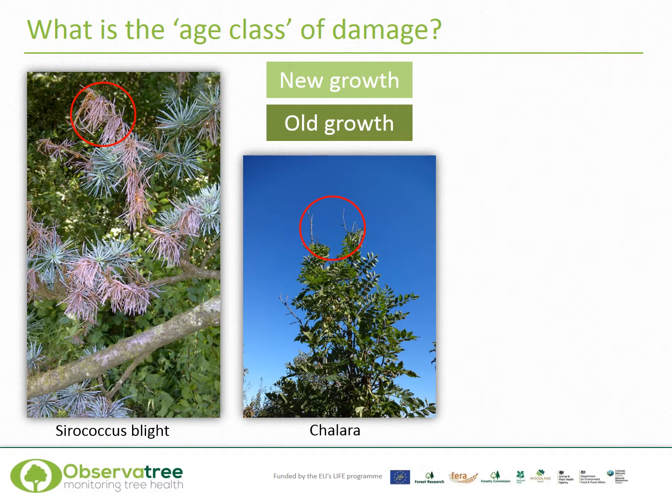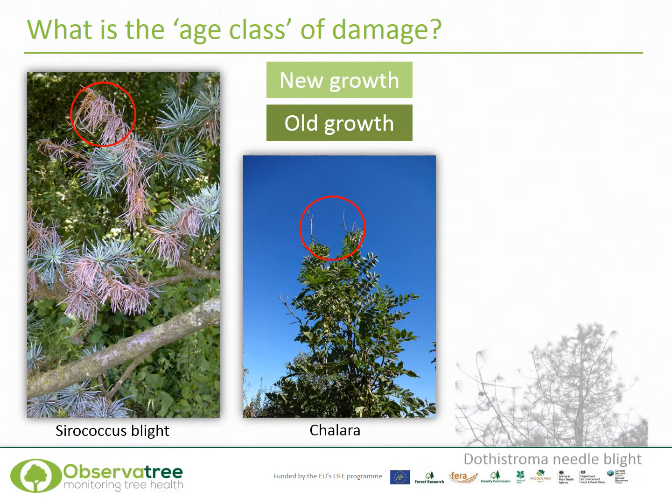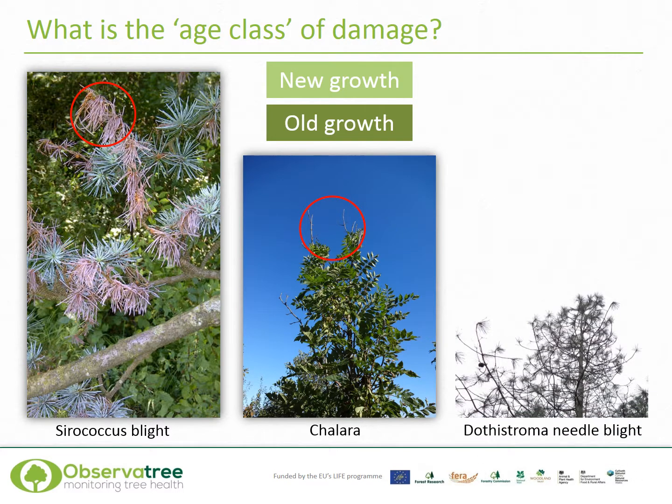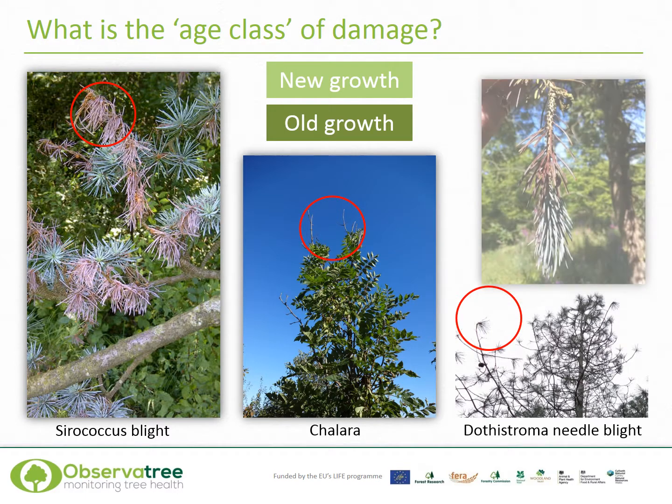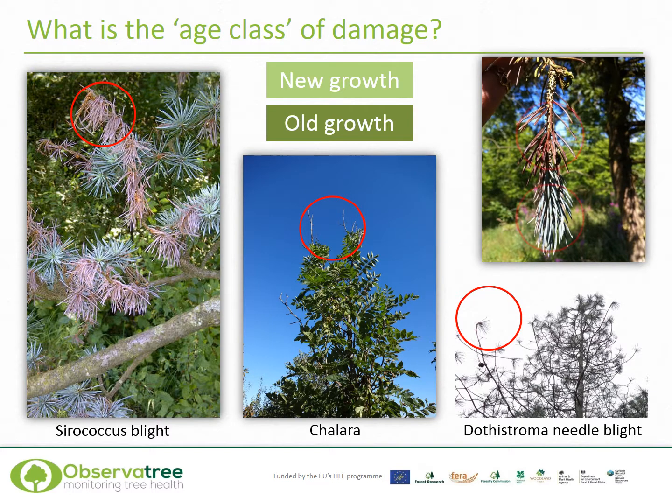However, there are some pests and diseases that do not appear to affect the current season's growth. For example, Dothistroma needle blight results in the premature casting of older needles, resulting in a tuft of needles at the tip of the branch, resulting in a characteristic lion's tail symptom. Alternatively, damage may be recorded on both new and old growth, which may indicate the problem has been present for some time.